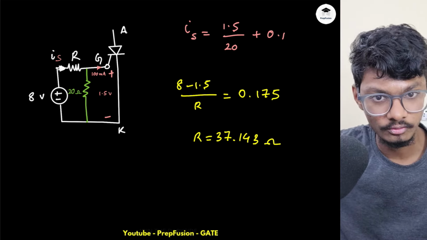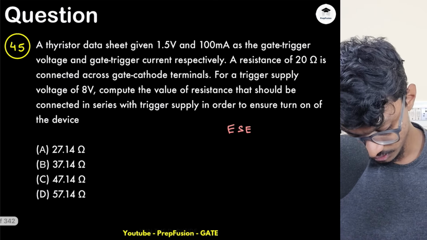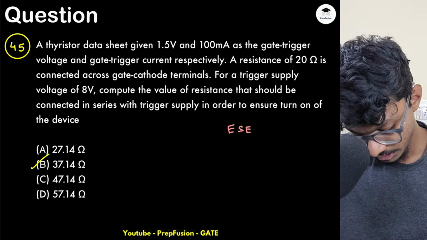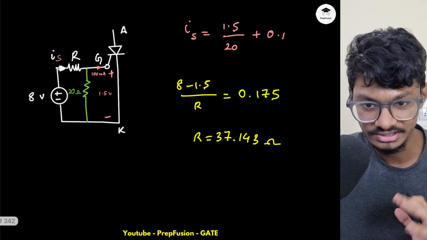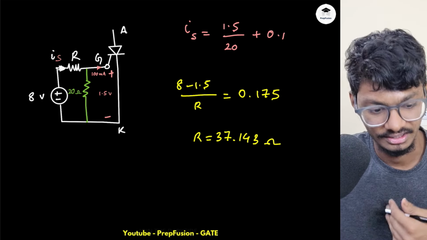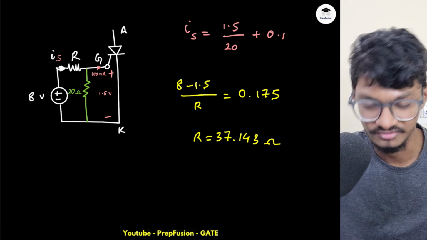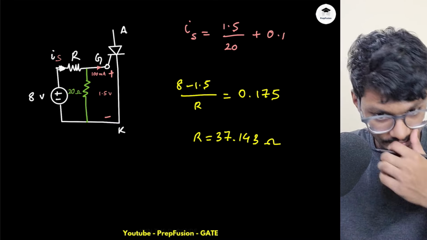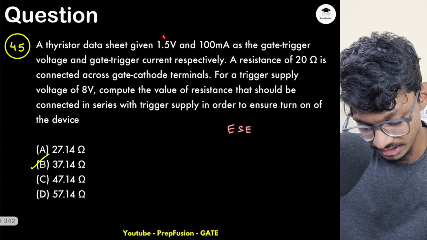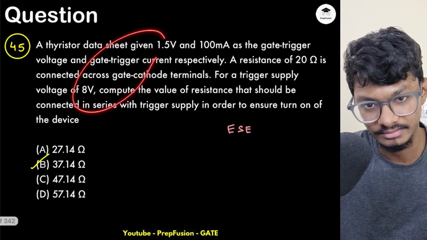So the value of R will be 37.4143 ohms, that is, option B will be correct. For the EAC questions, there isn't much mathematical difficulty here; you just have to apply the formula, and that's it. They generally don't provide diagrams, so you have to make the diagrams by yourself. That is the trickier part.